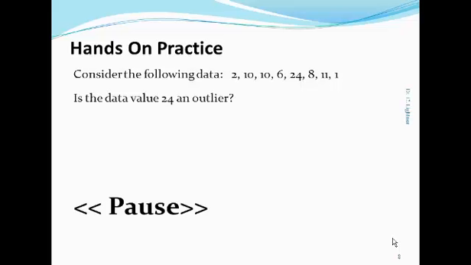Consider the data set given on this slide. Determine whether 24 is an outlier. You should pause the video at this time in order to practice this problem.